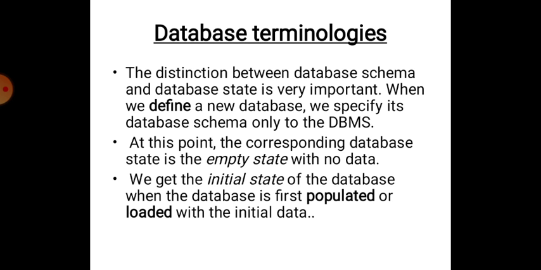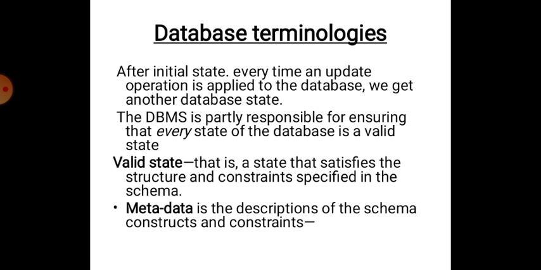Next point, we get the initial state of the database when the database is first populated or loaded with the initial data. Next, after the initial state, every time an update operation is applied to the database, we get another database state. So students, as we have studied earlier, the state of the database changes as we add a record, delete a record, or update the contents in a record.